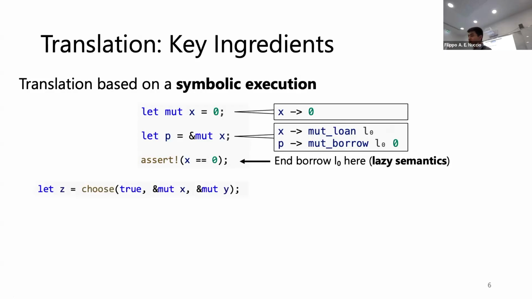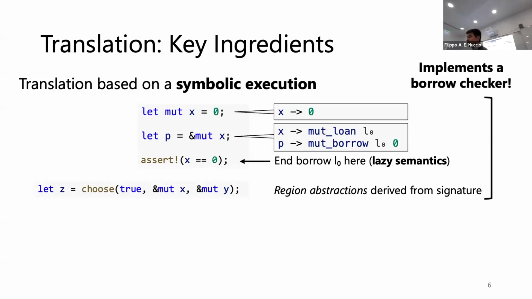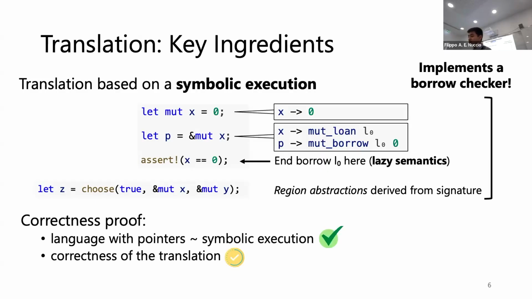For function calls, we leverage the signature of the function, in particular the lifetime constraints. And we introduce a device that is called region abstraction. So it's a way of abstracting part of the borrow graph by linking input borrows and output borrows. Interestingly, this implements a borrow checker. And this is actually a fact that we have formalized.